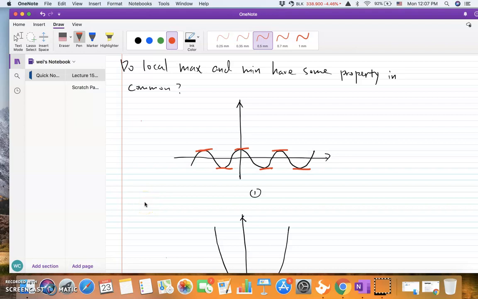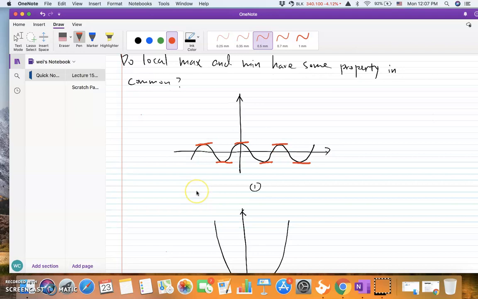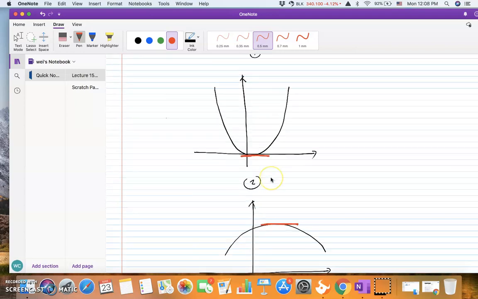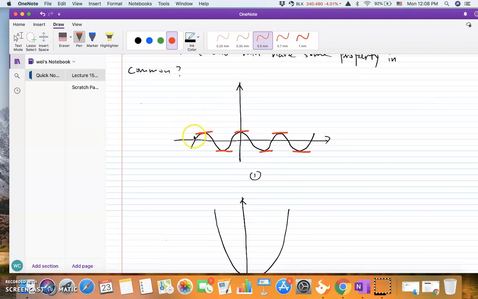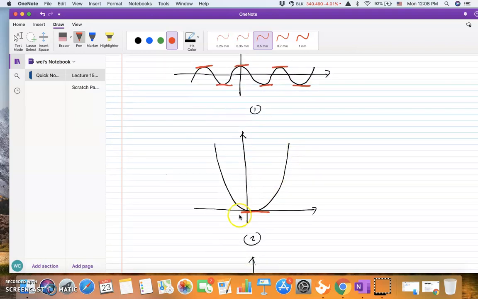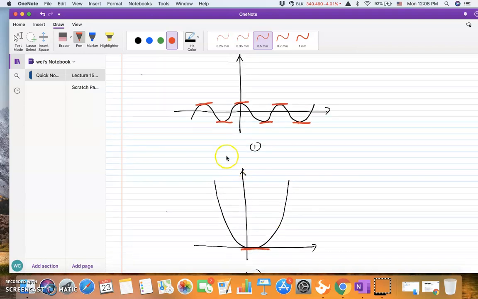Okay, next we're going to talk about how to find the maximum or minimum values from the derivative of a function. In the previous video, we found all the maximums and minimums of each graph. Now, if we draw a tangent line at each maximum and minimum, we find that the tangent line is horizontal, right? And we know that when the tangent line is horizontal, that means the derivative is equal to 0.